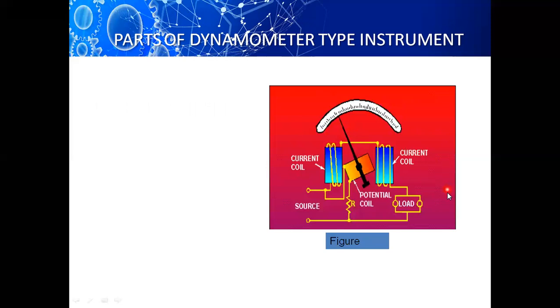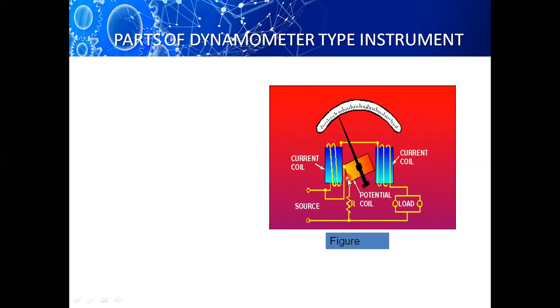Now let us see the different parts of the dynamometer type instrument. Here you can see the figure of the dynamometer type instrument. We can see that there are two coils here and here. These two coils are named current coils, and they both have the same number of turns.